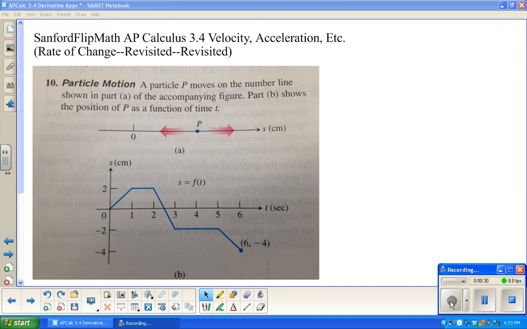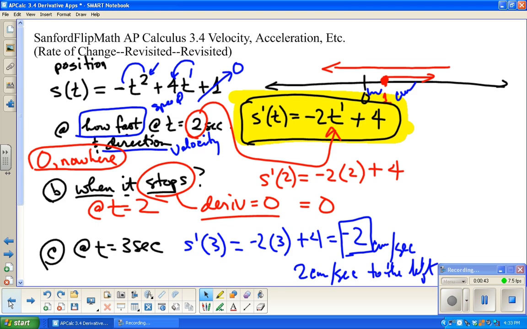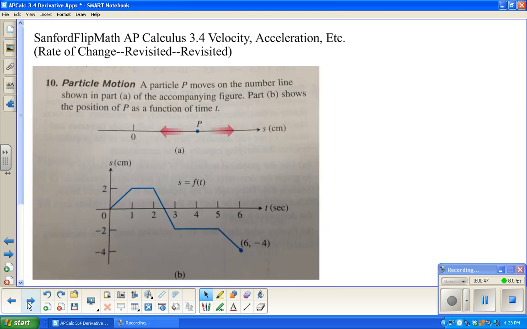The example you see on the screen right now is on page 136, and obviously it's about particle motion, kind of similar to the one that we did last time we were here, where we were talking about a particle moving on a number line. Well, this is again a particle moving on a number line. It says particle P moves on a number line shown in part A, so they're doing a little picture of how it runs back and forth.